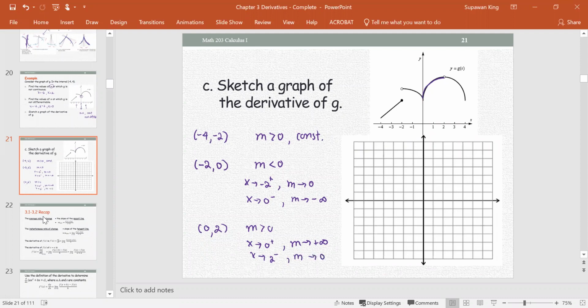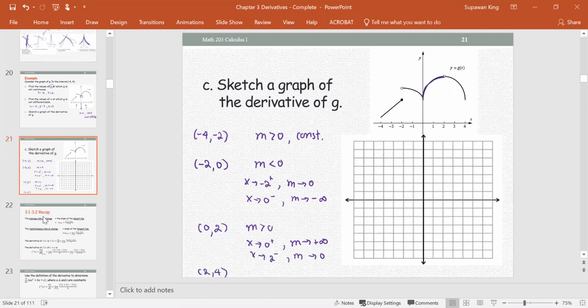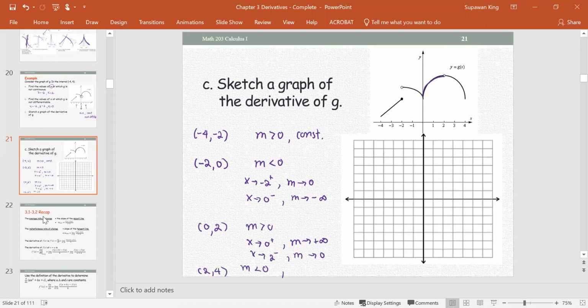And in the last portion, between 2 and 4, m is negative, and also consider similar to the previous cases. As x approaches 2 from the right, m approaches 0. As x approaches 4 from the left, m approaches negative infinity. And then we put our information together to get the graph of G prime.